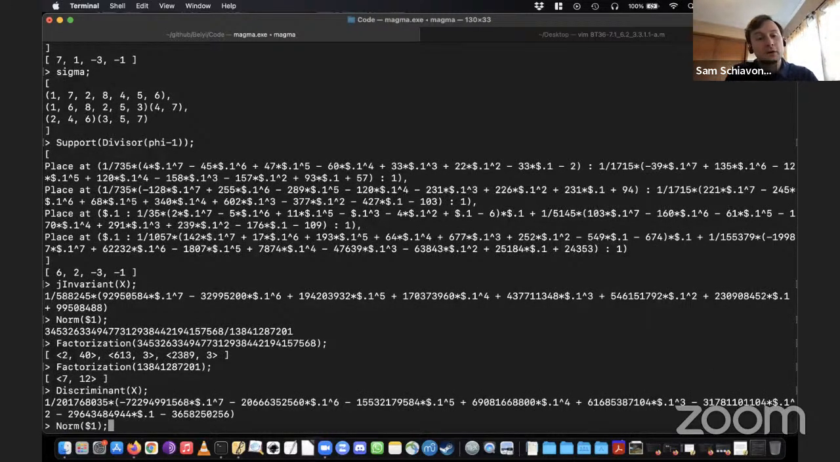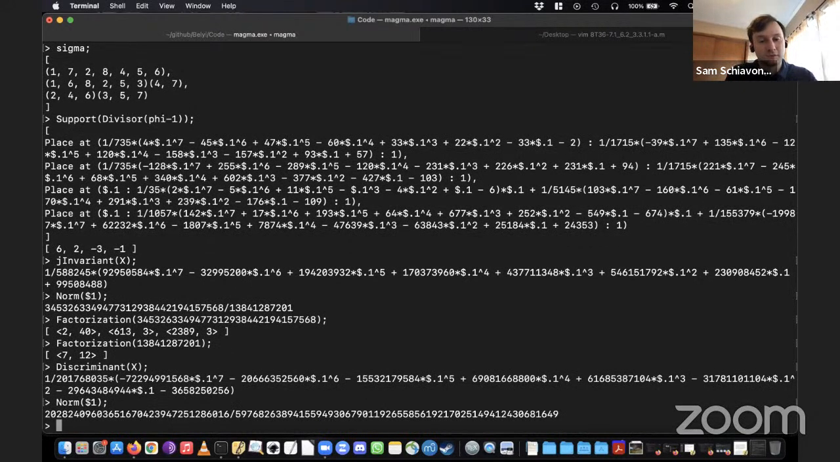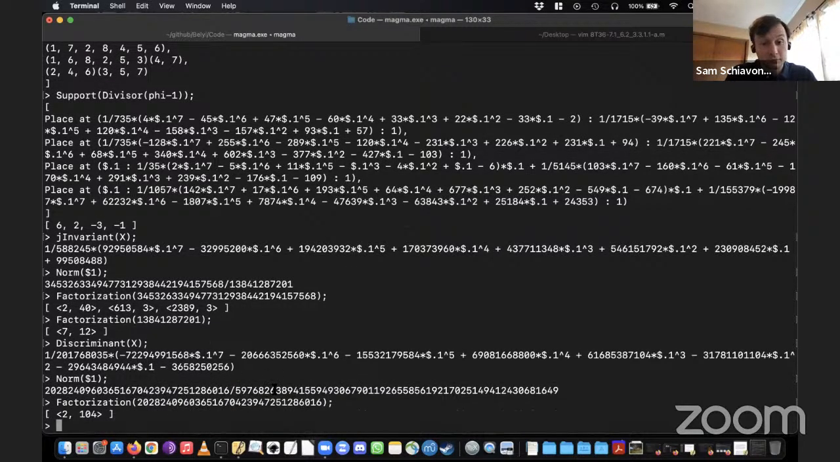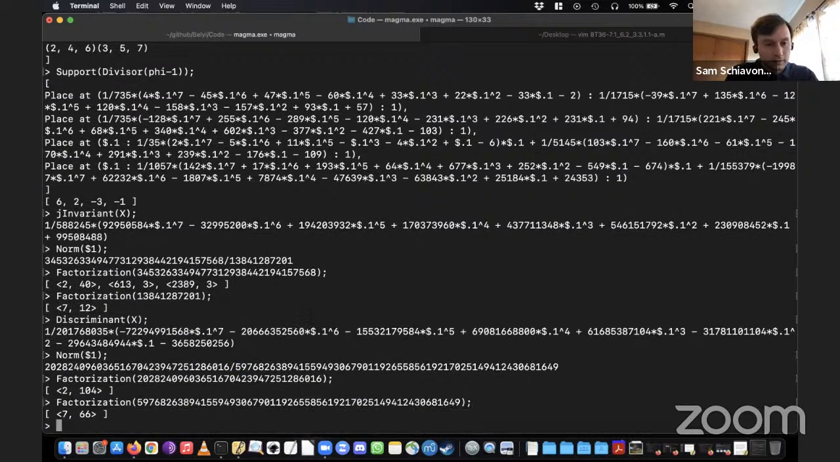Oh yeah, I should say $1 just means do the previous output. So let's factor this. Okay, so 2 to the 104 and 7 to the 66. I couldn't have picked this curve if I'd tried, right? It's pretty special that it's only ramified in these places, or sorry, it only has bad reduction at these places.